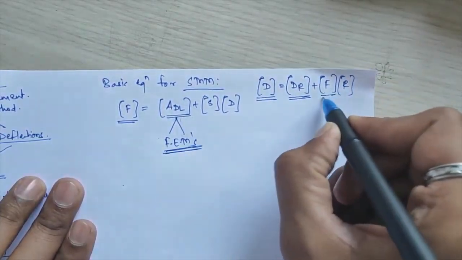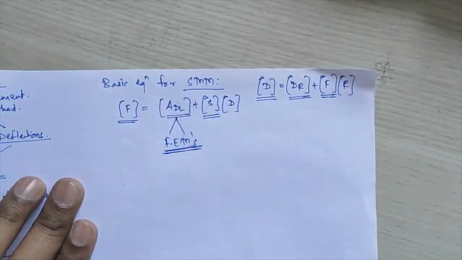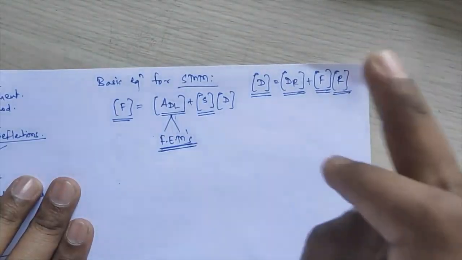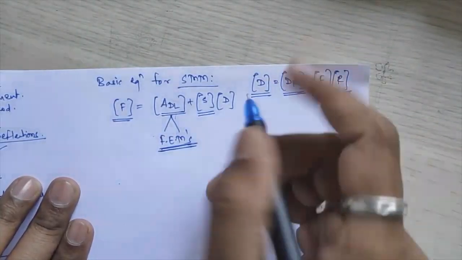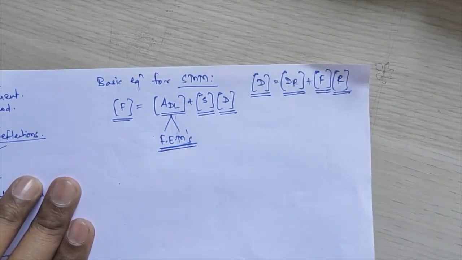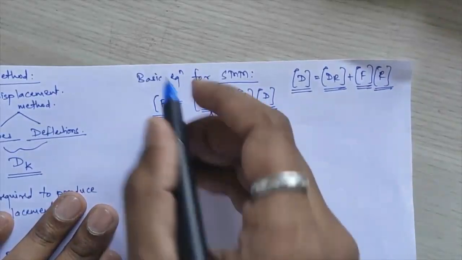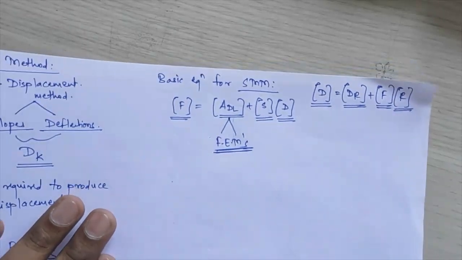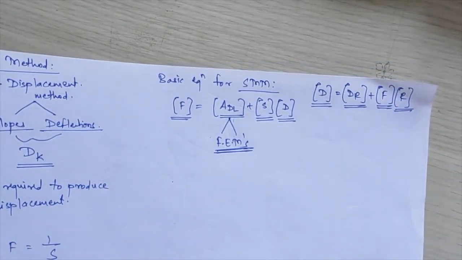Next, here F was your flexibility matrix, here S will be your stiffness matrix, and here R was your unknown redundant forces or moments. Here D will be what? That will be your unknown redundant slopes or deflection values. Right? So that will be your basic change in this. Your basic equation is what? That is F is equal to ADL plus S into D. So you have to use this equation for solving the numericals.